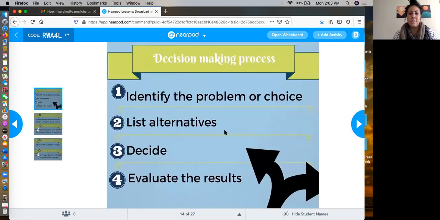A decision making process. These are the steps that you would take. First, you identify the problem or choice. Then you list alternatives, which means different lists like pros and cons of making this decision, or other routes that you might take in deciding to make a wise decision. Then third, you decide. And fourth, you evaluate your results. Is it a decision that will benefit you? Is it a decision that will hinder you?